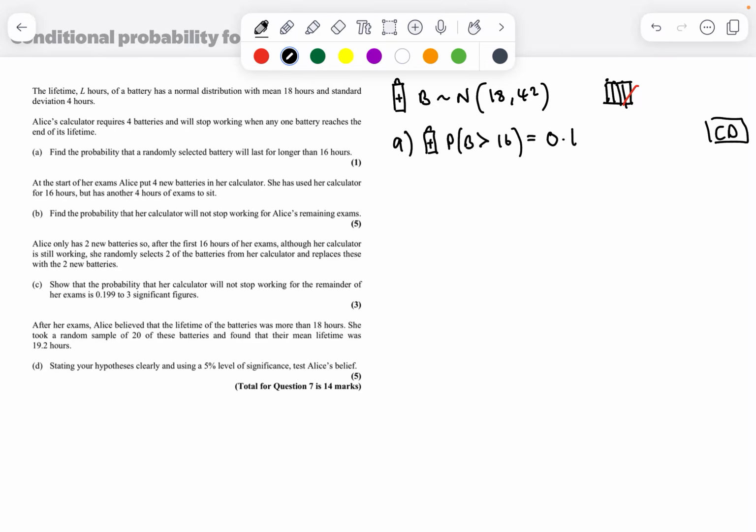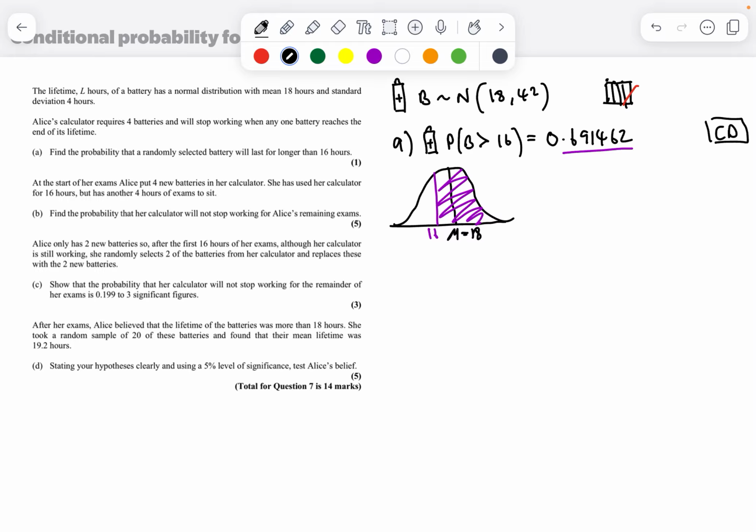And that is 0.691462. Now, as we do this, let's think in terms of our bell curve. That's our bell curve. We have our mean in the middle, and our mean is 18 hours. So this is saying the probability of being over 16, which is all of this, we can see must be more than a half because this is a symmetrical distribution. And we can see that our answer is more than a half. So that makes sense.